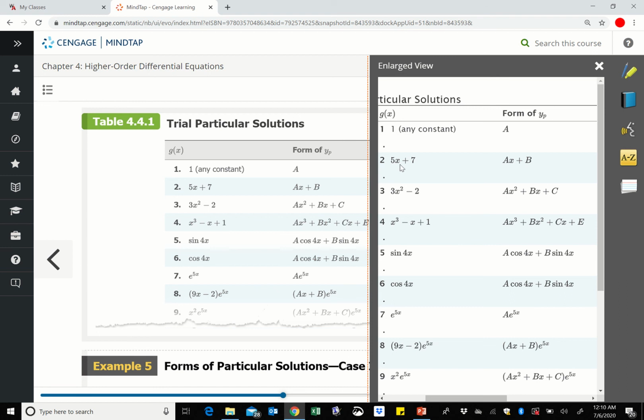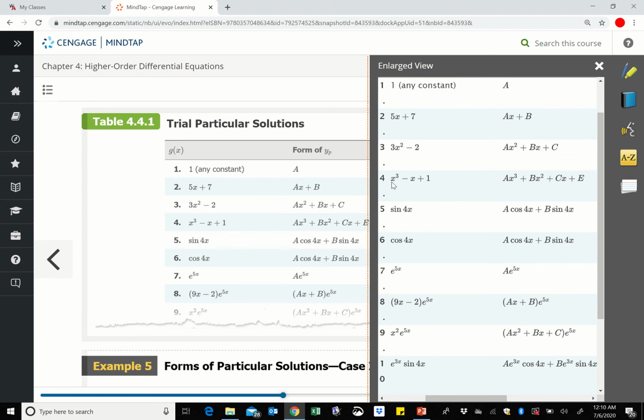So if g of x is a linear polynomial, assume that y sub p is a linear polynomial. If g of x is a quadratic, assume that y sub p is going to be a quadratic, and in particular a general quadratic. So if the polynomial is of degree 2, in the form for y sub p you would want to have every power starting from that highest power all the way down to the constant term.